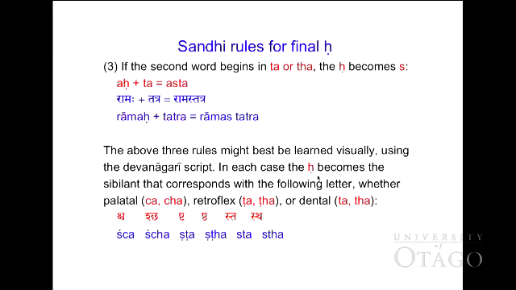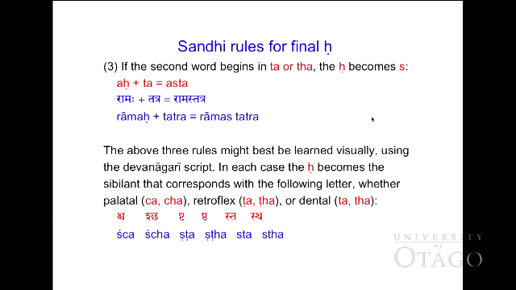3. If the second word begins in ta or tha, the ha becomes sa. Aha plus ta will be asta. Example, lamaha tatra will be lamas tatra.